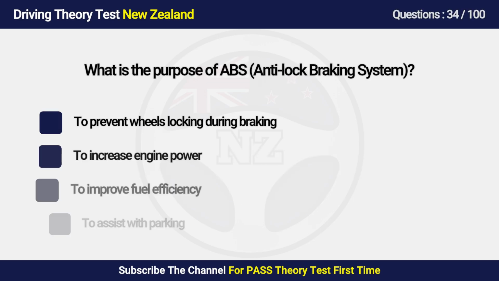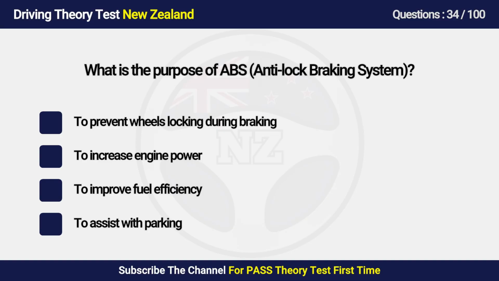Question 34. What is the purpose of the ABS braking system? A. To prevent wheels locking during braking. B. To increase engine power. C. To improve fuel efficiency. D. To assist with parking.